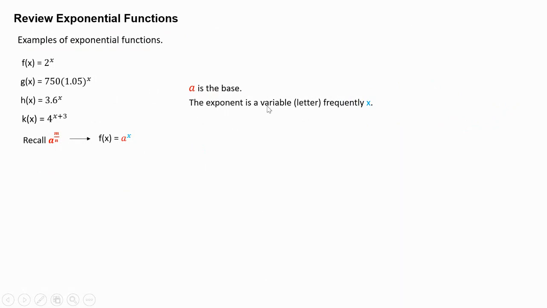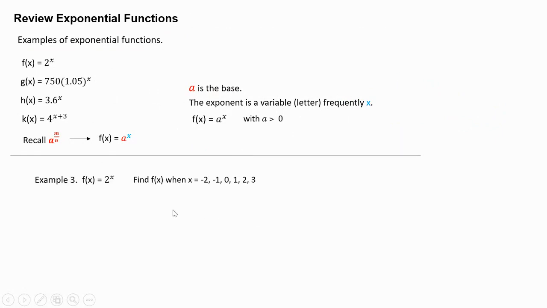At times, students don't know the vocabulary, so please make sure that you call the letters in math variables, okay? And the letter is frequently x. So f of x equals a to the x, and a has to be more than 0. To graph it, we're going to plug in values. Like I mentioned last time, the most common values used for graphing exponential and logarithmic functions are -2, -1, 0, 1, 2, and 3. These are the most common points to use.